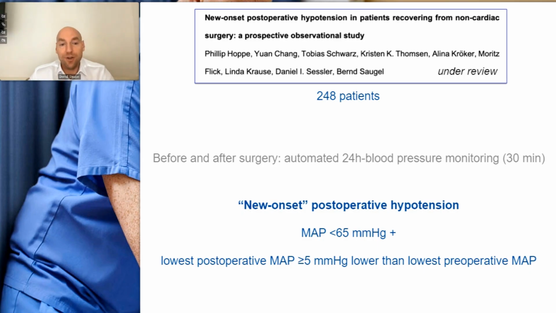We defined new onset postoperative hypotension. So this is hypotension that the patient is not used to, by saying this is a mean arterial pressure below 65, when this blood pressure also is lower than the blood pressure the patient had before surgery. Because if you have low blood pressures before surgery, it's very unlikely that low blood pressures after surgery reflect a clinical problem. But if you are used to high blood pressures, normal blood pressures before surgery, and then you develop hypotension after surgery, this may indicate that there may be a problem like bleeding or sepsis.